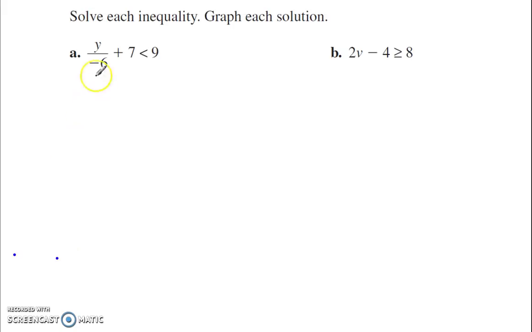So here we're solving for y, so we would circle this. We would subtract 7 from each side. We get y over negative 6 is less than 2.